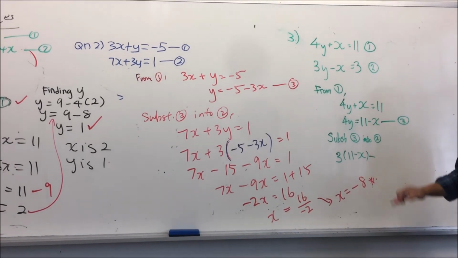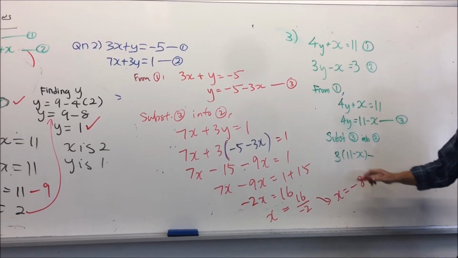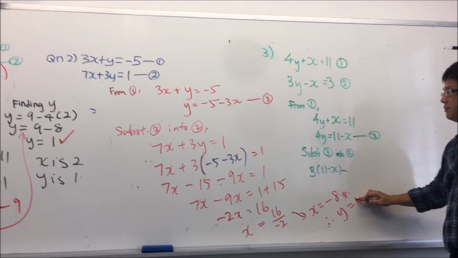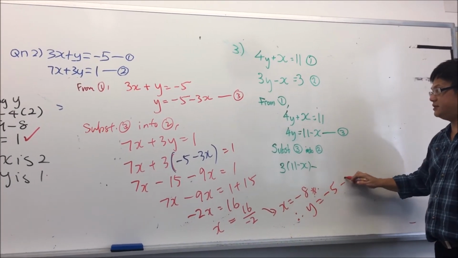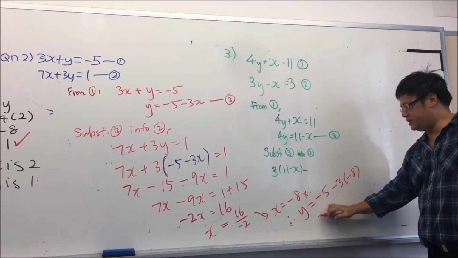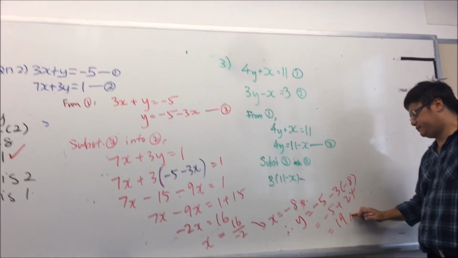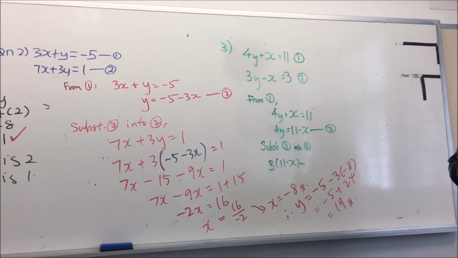So this is one answer. Once I have this answer, you sub into equation 3. Therefore, y is equals to what? Minus 5 minus 3 times minus 8. So this is minus 5 plus 24. This answer is 19. Okay?